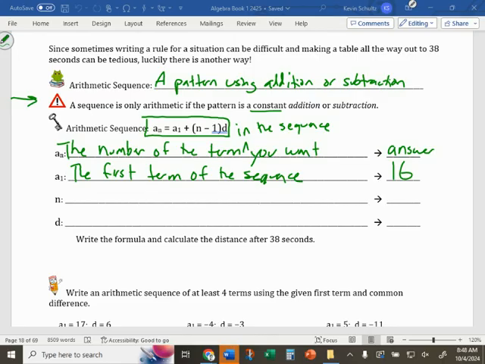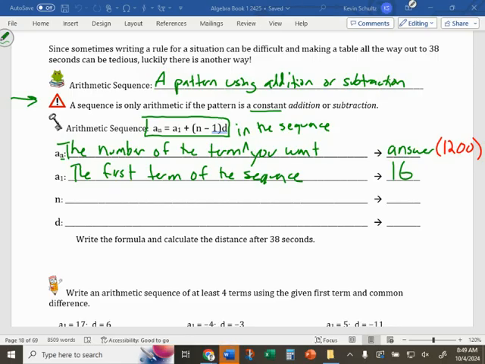Should the answer for A_n be 38? The answer isn't 38. The answer was 1200. We wanted the 38th term in the sequence, right? This right here, A_1 plus (n minus 1) times d gives us this. So I guess I can put it in here. Our answer was 1200. When we set up this arithmetic sequence using the above example, it's going to equal 1200, which was the 38th term.